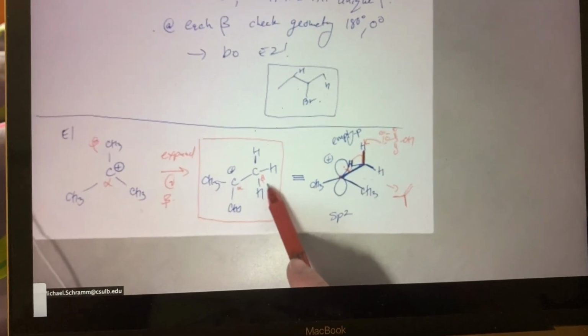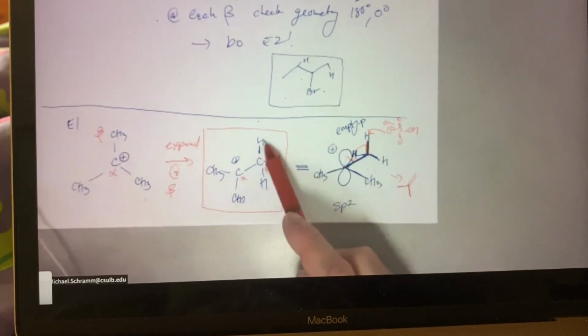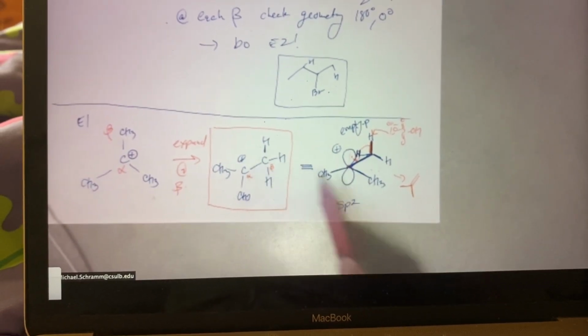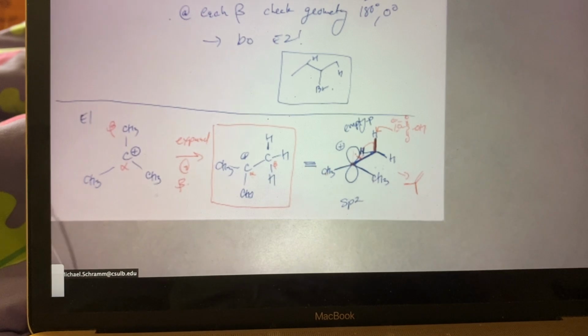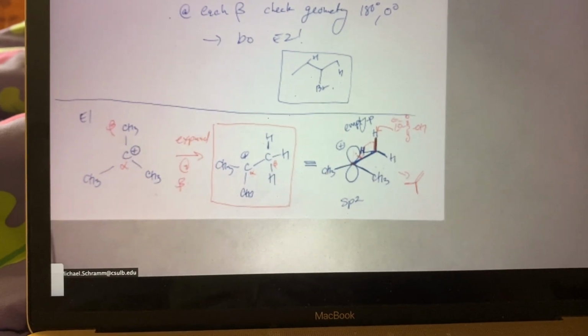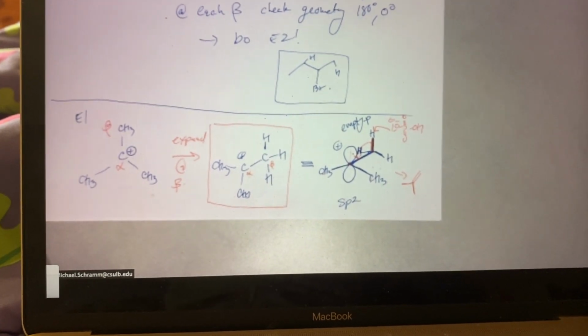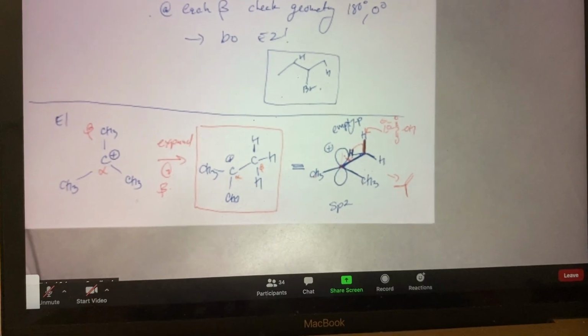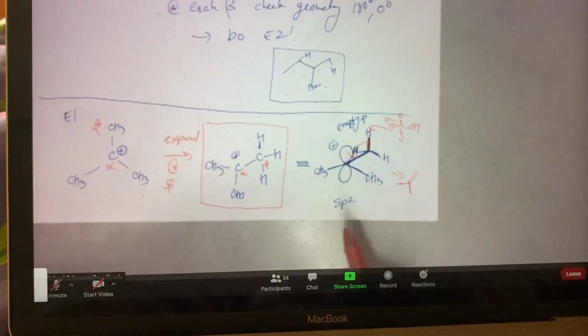Expand at the beta position. Just have base come in, pluck off this proton. These electrons go here, and you can easily draw this product. I'm just putting this here for your edification. It's important for us that we just have this inner note somewhere, that we have some understanding of it.